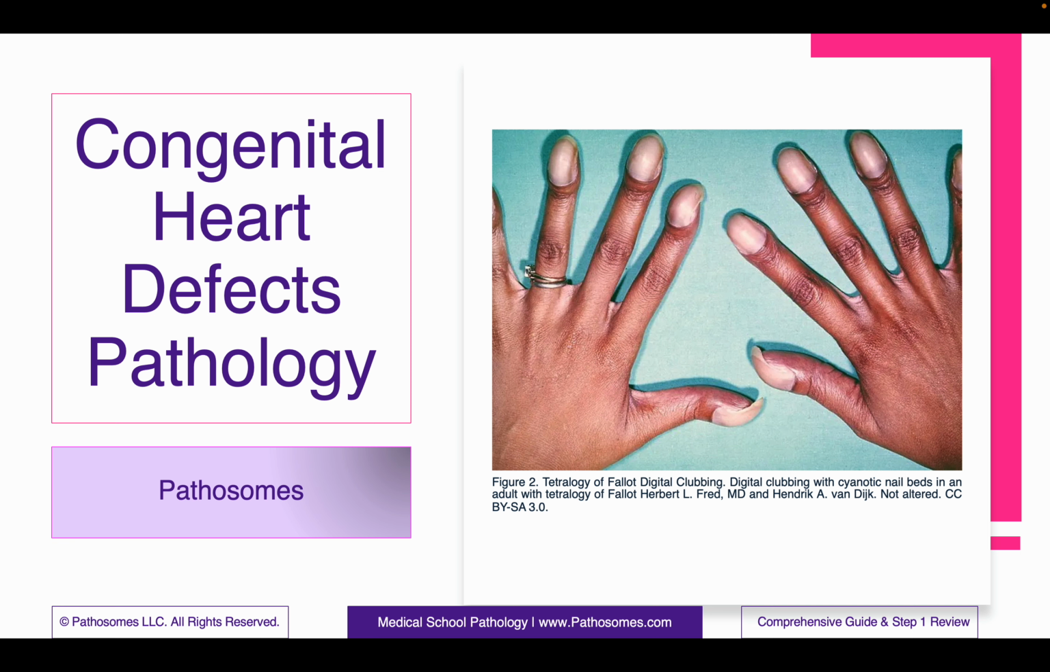You're probably wondering, what's going on with this person's hands? Well, that's digital clubbing, right? You remember that? Digital clubbing, classically seen in Tetralogy of Fallot, right?